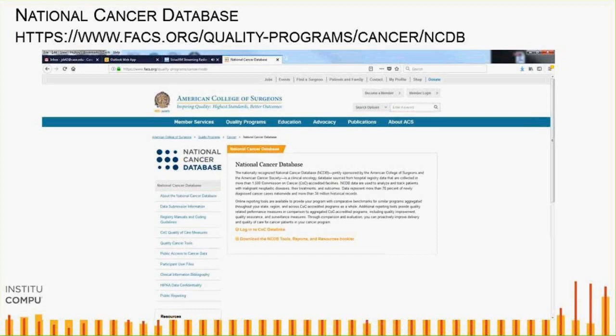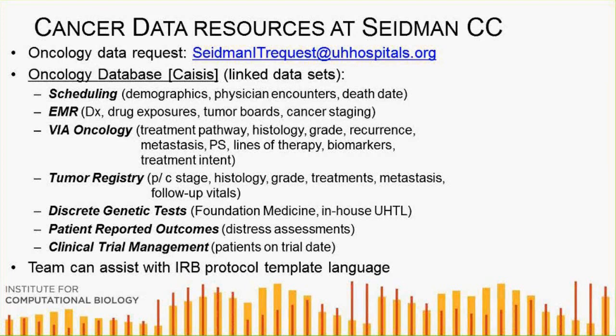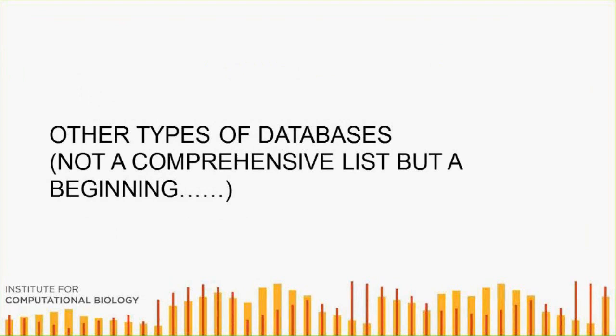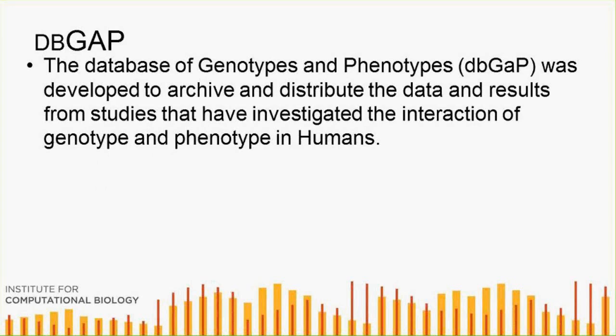Some other things is there's an oncology database at Seidman, and these are the types of data that are included in that, and you can get access to that information if you are interested with appropriate IRB approval. Okay, so what other types of databases are out there, right? And it's not a comprehensive list, but a beginning. So I think in this day and age where molecular features have come into play for lots of different diagnoses, I'm going to tell you a little bit about some of the national level databases that involve molecular data. And some of them are sort of all over the place. You can find all kinds of things. It really depends on what question you have.